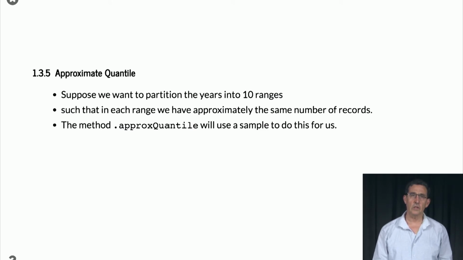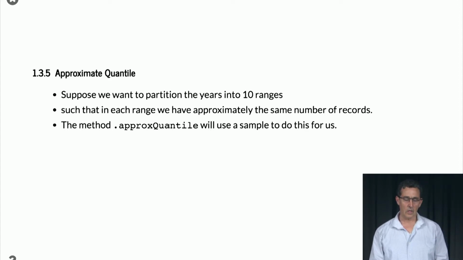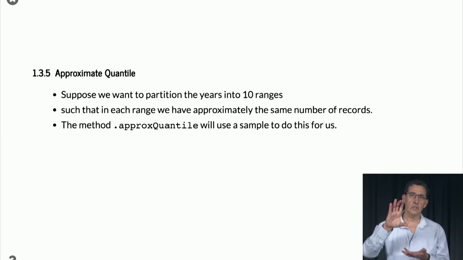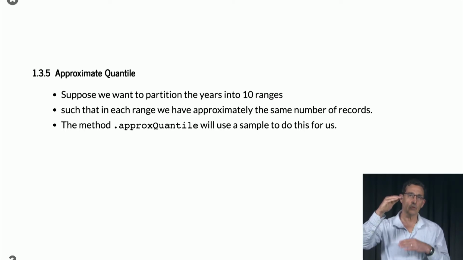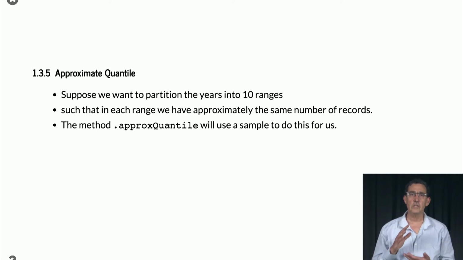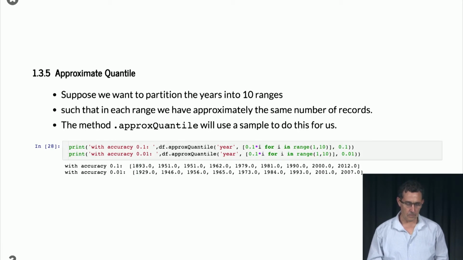Another approximation you can use is to calculate quantiles. Suppose you want to take all of the records that you have, each one of them has a year, and you want to partition the years into 10 ranges. So from, let's say, 1900 to 1923, from 1923 to 1934, and so on. But you also want it so that in each one of these ranges, there will be approximately the same number of records. This method, approximate quantile, can do this for us. And here is a way to do it.